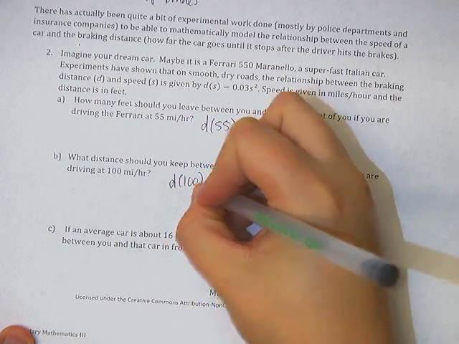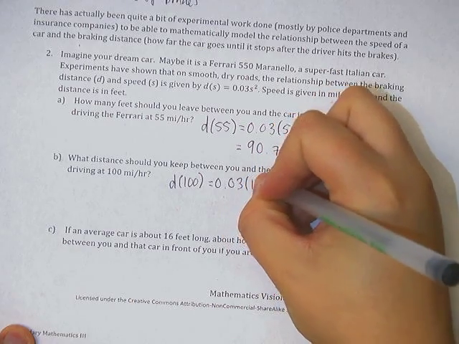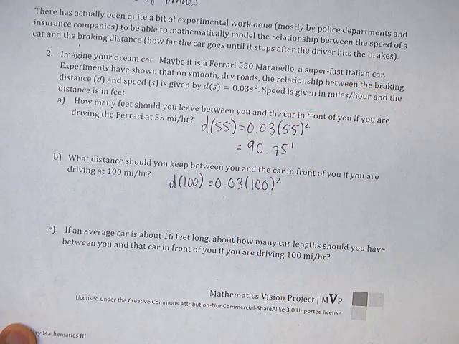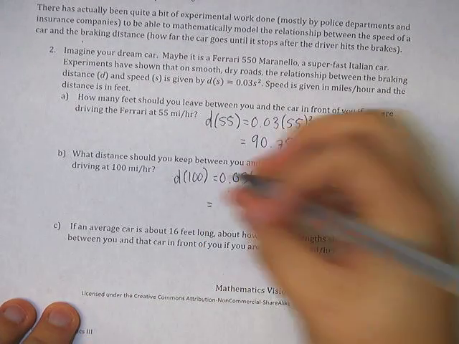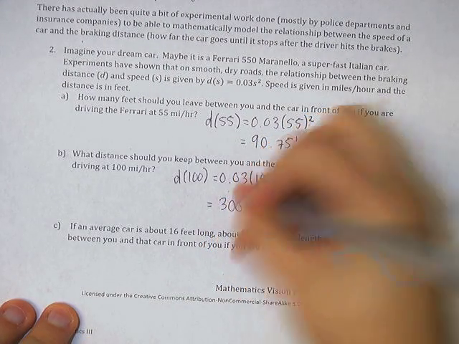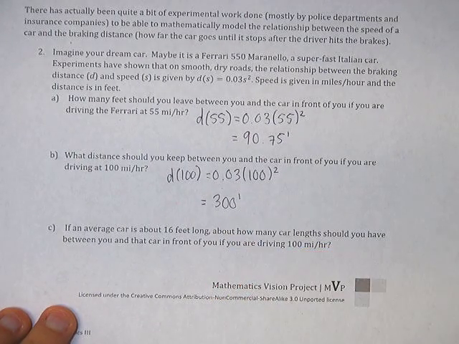Okay, so now our car is going 100 miles an hour. Now we're going to go through the same process here. We plug in 100 for speed into our function. And you'll see me using parentheses a lot when I go through and do these. It's personal preference. You don't have to do that, but I find that it helps later on. Okay, I plug this into my calculator. It's going to take me 300 feet.